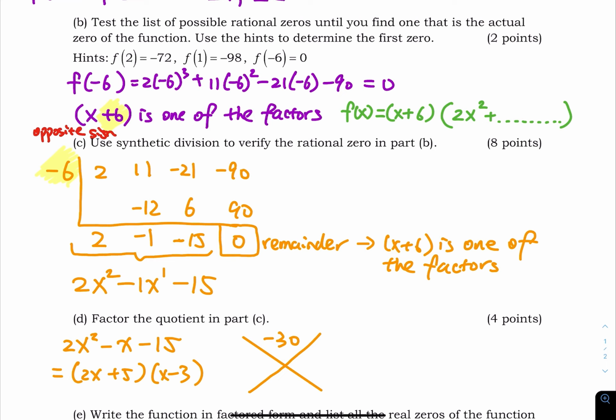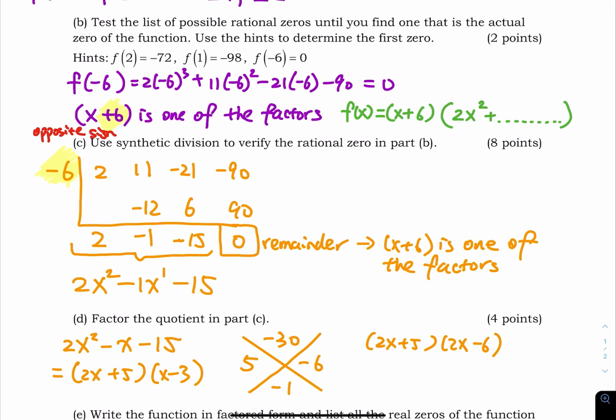And then the coefficient of the first degree is -1. You have to come up with two numbers such that the product is -30 and the sum is -1. Can we try a 5 and a -6? Product is -30, the sum is -1. Since the coefficient is a 2, you have to do 2x plus 5 and then 2x minus 6.